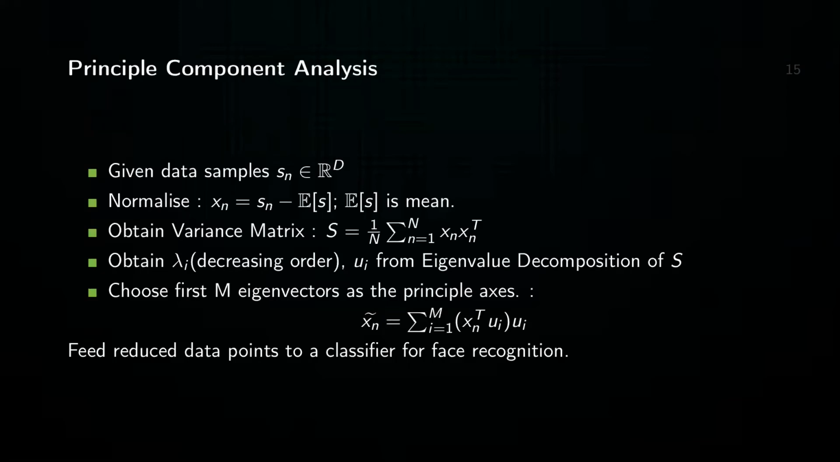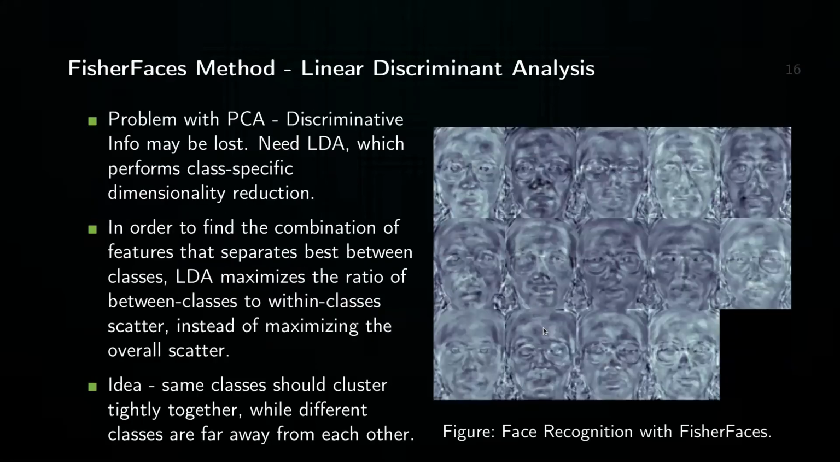The other method is the Fisherfaces method, which uses linear discriminant analysis. Now, the problem with PCA is that the discriminative information might actually be lost because the variance over different dimensions might be from different causes like intensity or texture, which are not really relevant to a face recognition problem, right? So for this, we need discriminant analysis, which performs a class-specific dimensionality reduction.